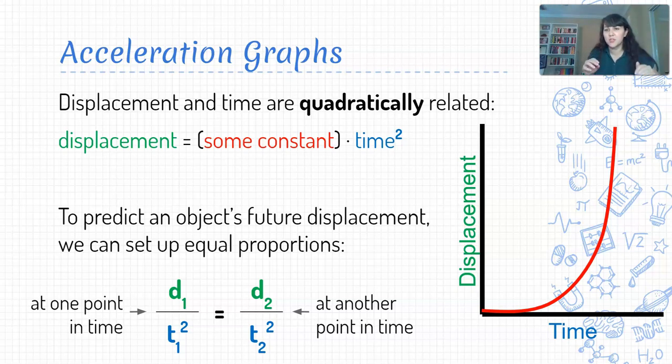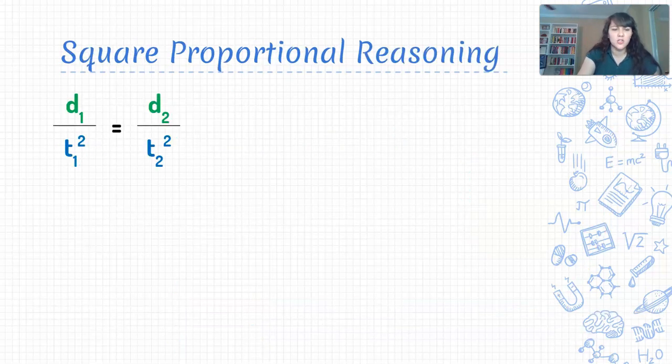So that means that if we want to use proportional reasoning, we can't use the straight proportion of displacement over time is constant. Instead, we now have to say displacement over time squared is constant, right? Because if we take our equation here, we divide both sides of the equation by time squared, we see that there's this constant that is always equal to the displacement divided by the time squared for any point along our journey.